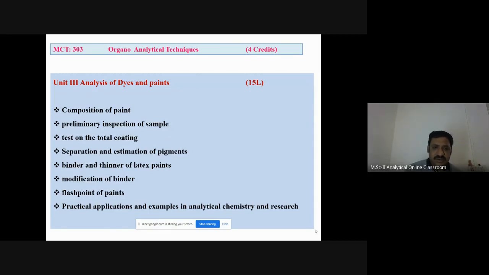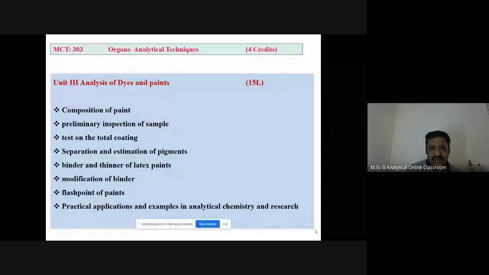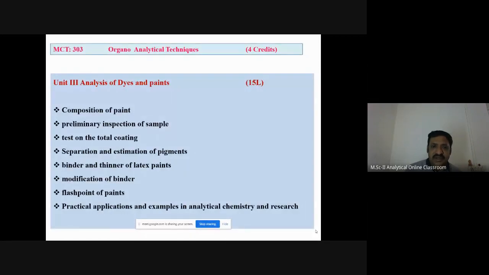Now we want to see some new points, that is the thinner of latex paints. After that, the flash point of paints, and in the next lecture I think we will see the flash point of paints, and after that, the application and examples of dyes and paints in analytical chemistry as well as in research.